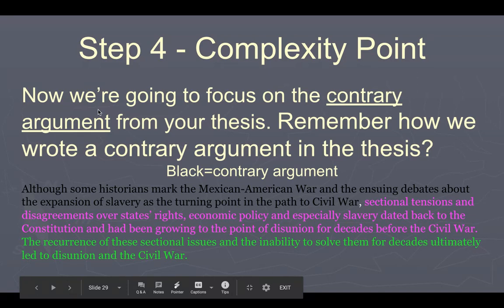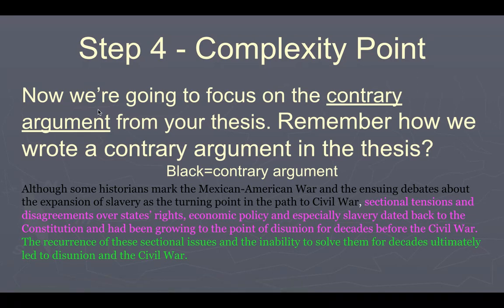So this goes back to the thesis that I wrote. Again, if you didn't write a thesis with a contrary argument in it, then obviously that's something that you might want to consider when writing a thesis statement. Again, starting a thesis statement with "although" is always going to point out that you know that some people believe this, but this is what you are going to prove.